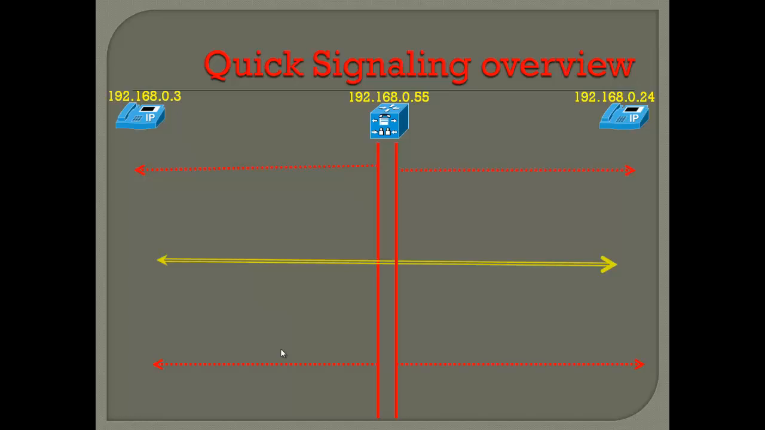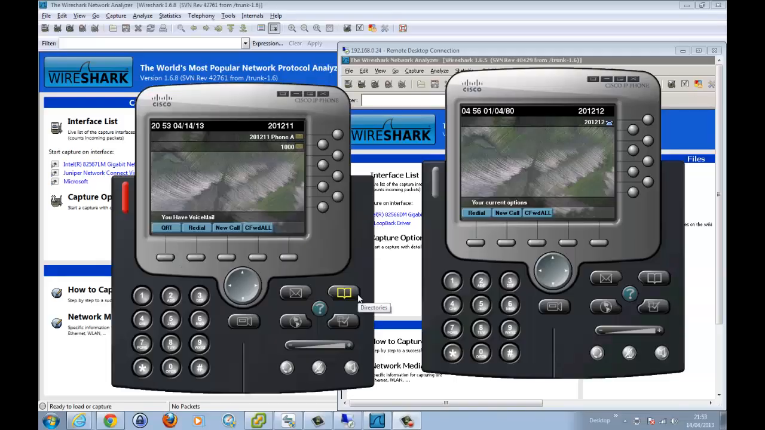Let's look at the actual packets in Wireshark. Let's see it happen. Right, so I've got phone A here, and I've got phone B. Phone B at extension 2012-12, and phone A at extension 2012-11. Phone B's IP address is .24, and phone A is .3.